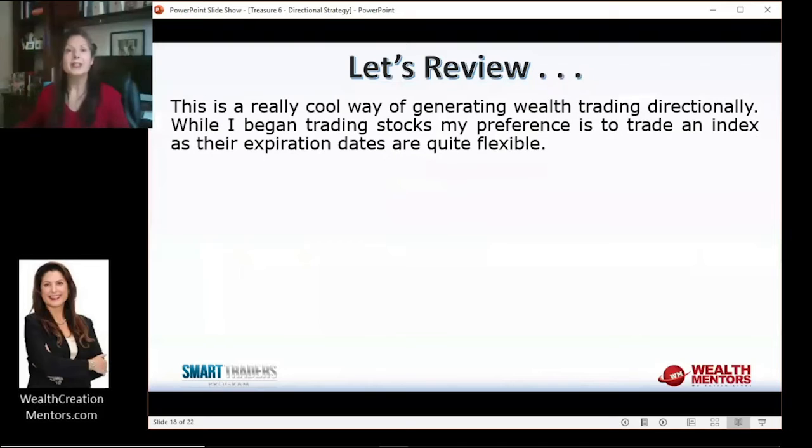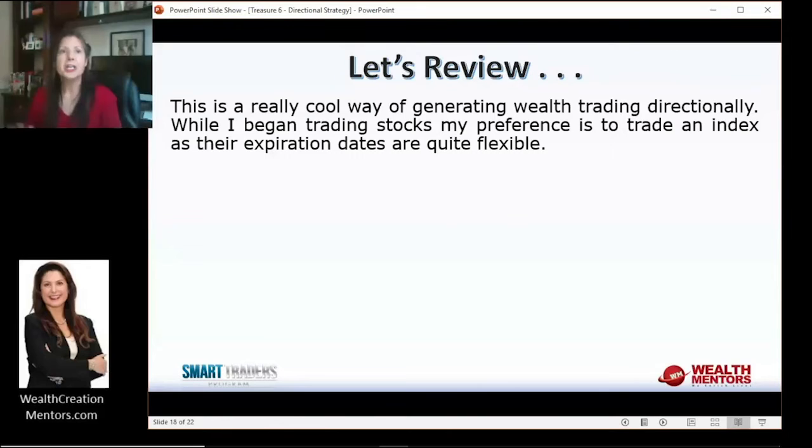Let's go ahead and review. It's a cool way of generating wealth, trading directionally, and this was my first style of trading. I had a full-time job. So I would place a trade, I would give it a few weeks, and then I would, and actually I had said earlier my trade was Yahoo. That was not. The first trade where I took 10,000 and made 22,000 was Home Depot. Then I took 18,000 of that 22 and bought call options on Yahoo. But this is how I did it. This is exactly how I did it.